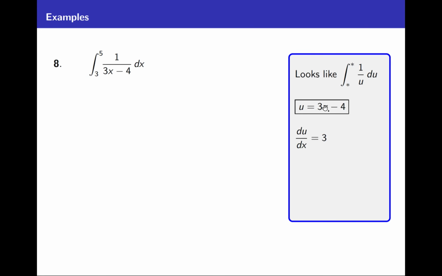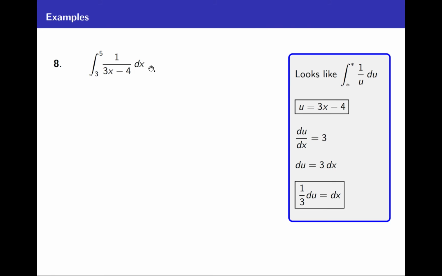U is 3x minus 4. So then du dx would simply be 3. Du would be 3 times dx. But up here, we don't have a 3 times dx. We have just a dx. So we're going to multiply both sides by 1/3 to get dx equals 1/3 du. So we're going to make those substitutions here.